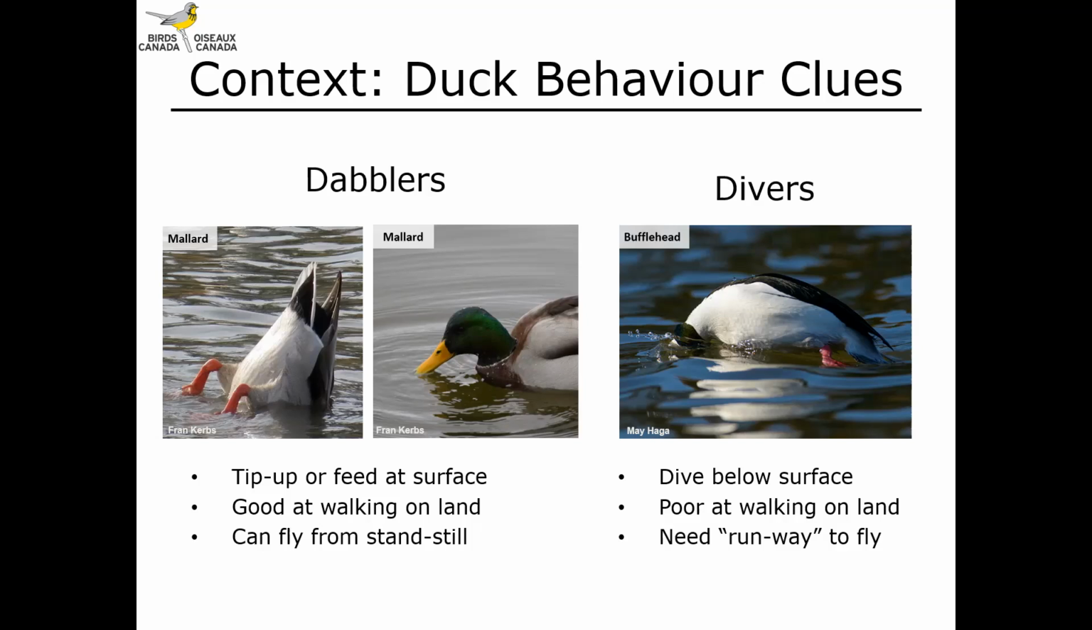So they're going to be after things like fish, crustaceans, mollusks, the plant roots and tubers that a lot of the aquatic plants make. So basically their entire mode of feeding involves them going underwater, and they are built for that. They're pretty poor at walking on land because their legs are a lot farther behind them on their body.